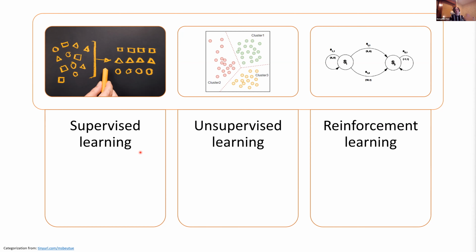Now, these three categories are all categories that are wider than neural networks themselves. But neural networks are just one particular way of solving some of these problems that these categories entail.